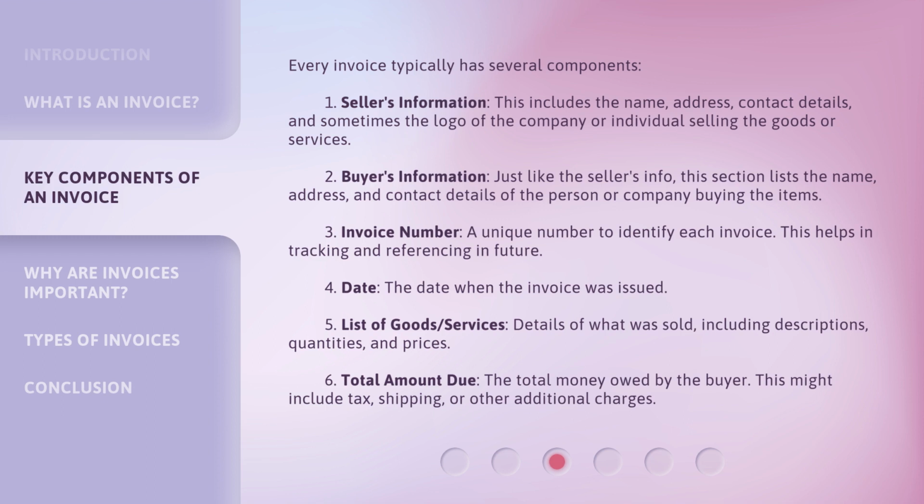3. Invoice number. A unique number to identify each invoice. This helps in tracking and referencing in future. 4. Date. The date when the invoice was issued. 5. List of goods, services. Details of what was sold, including descriptions, quantities, and prices. 6. Total amount due. The total money owed by the buyer. This might include tax, shipping, or other additional charges.